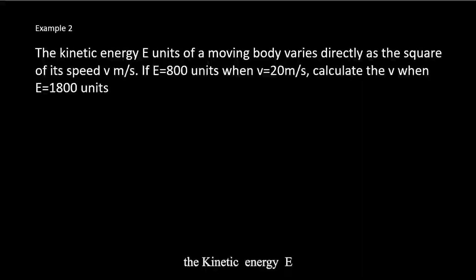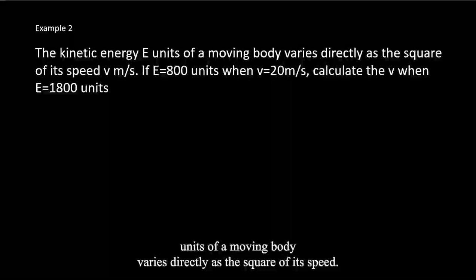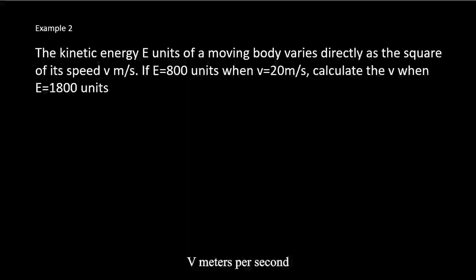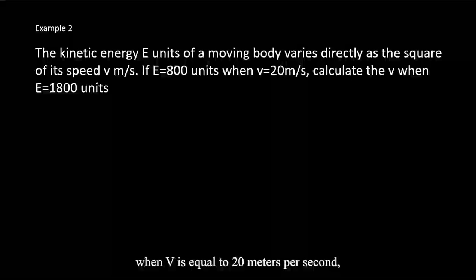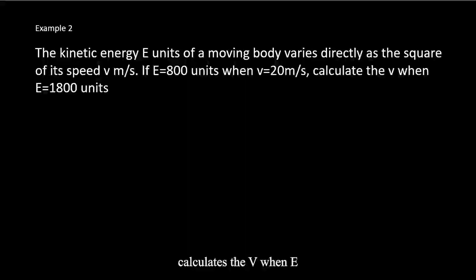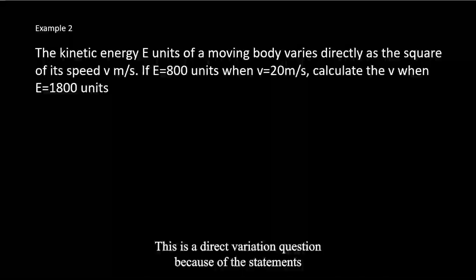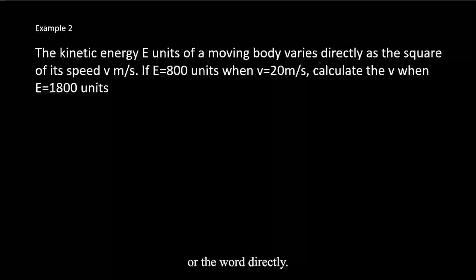The kinetic energy E unit of a moving body varies directly as the square of its speed v meters per second. If E is equal to 800 units when v is equal to 20 meters per second, calculate the v when E is equal to 1800 units. This is a direct variation question because of the word directly.